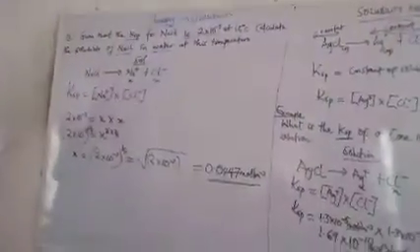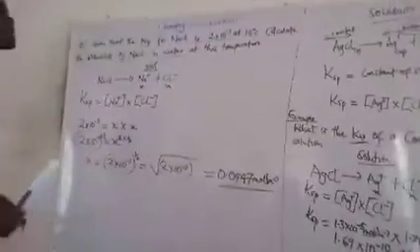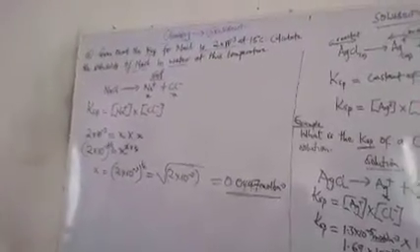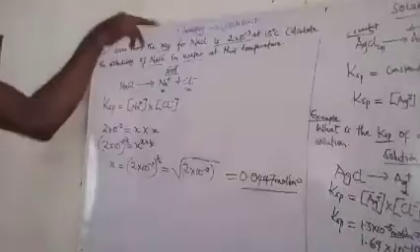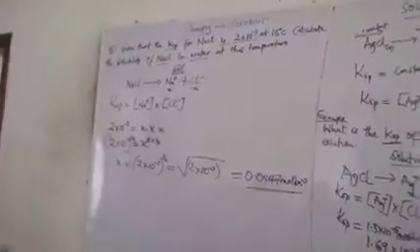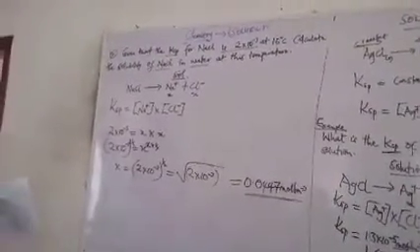So let's go to example number 2. We have example number 2. Given that the KSP for NaCl is that at that temperature, calculate the solubility of NaCl in water at that temperature.